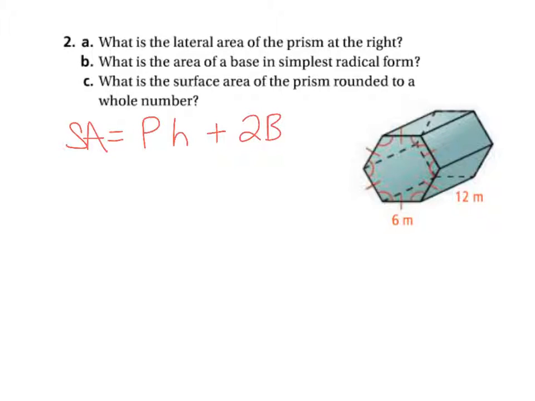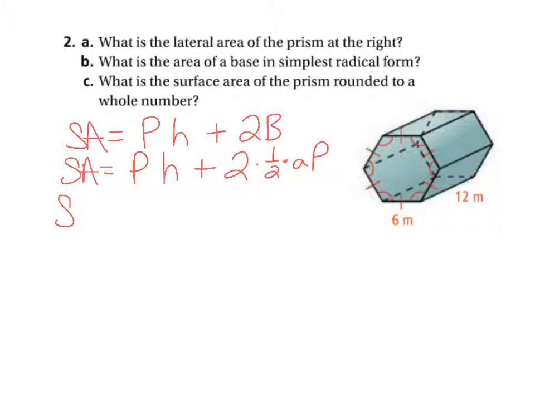Now here's something we might start doing. What if I went ahead and wrote perimeter times height plus 2 and then acknowledged, okay, the base is a hexagon. How do you find the area of a hexagon? Well, that's 1/2 a P. So I'm going to replace my capital B, area of the base, with the appropriate formula. And then I can start filling some things in.